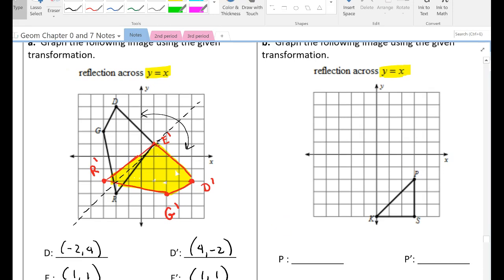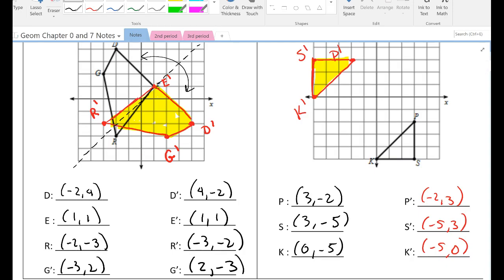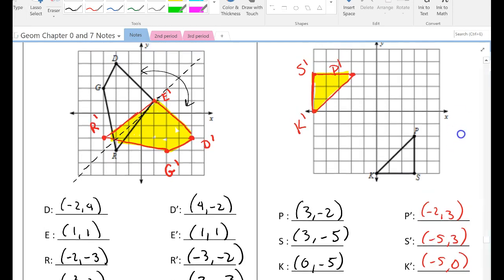As always, if you have questions, make sure you write those down, or if you happen to be watching in class, make sure you pause the video and ask your teacher. And go ahead and pause the video now, work out part B, and then when you restart, the solution will be here. Alright, so here's the solution for part B.